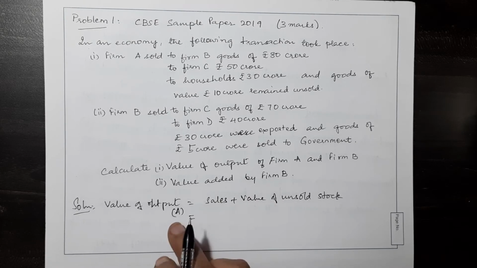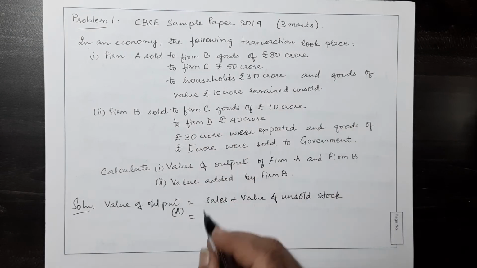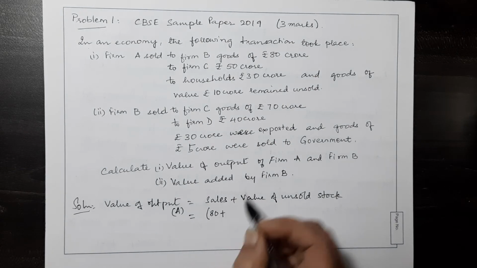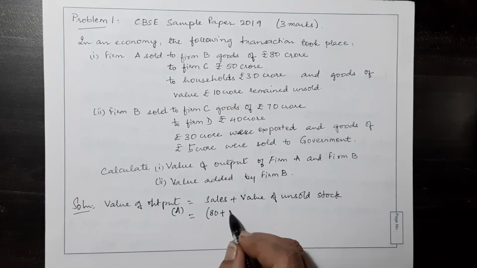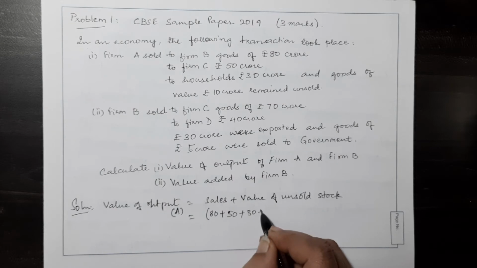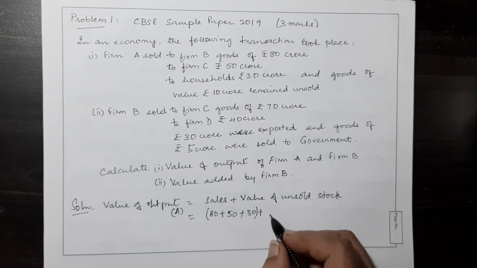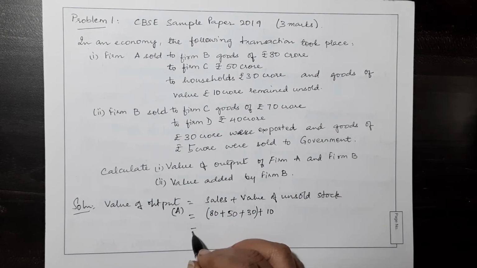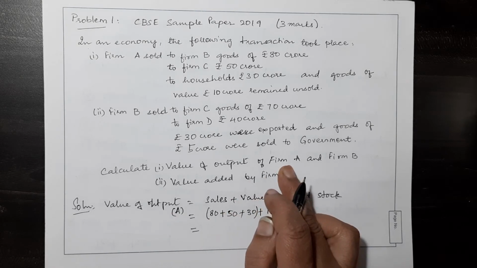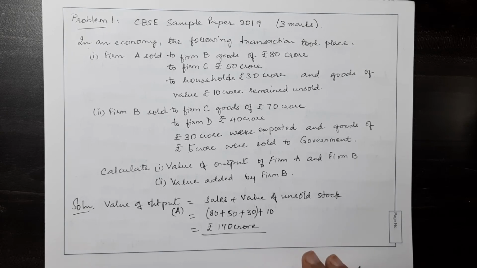So what did firm A sell, sales? To firm B, it sold 80 crore. So 80 crore plus it sold to firm C also worth 50 crore plus it sold to the households worth 30 crore, and plus unsold stock. What is the value of the unsold stock? 10 crore. Just add this over here. This will give us the value of output of firm A. 80 plus 50, 130 plus 30, 160 plus 10, 170. So rupees 170 crore was the value of output of firm A.